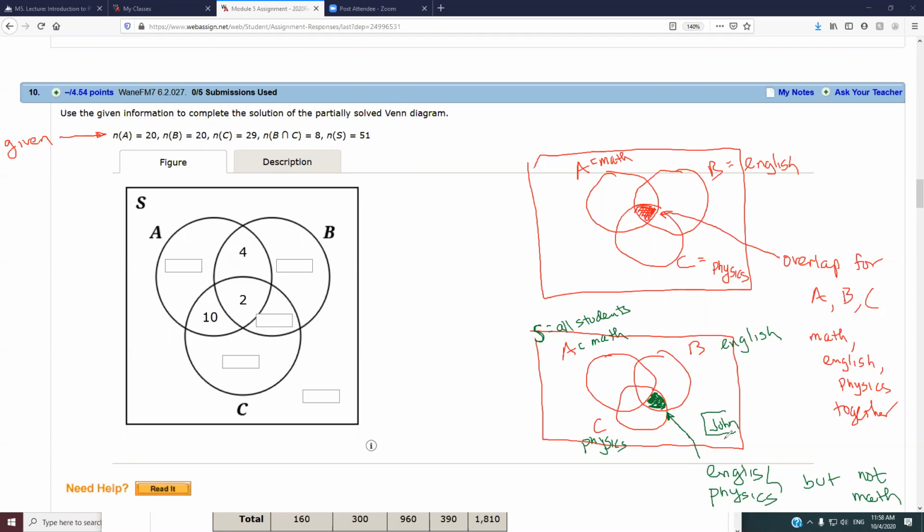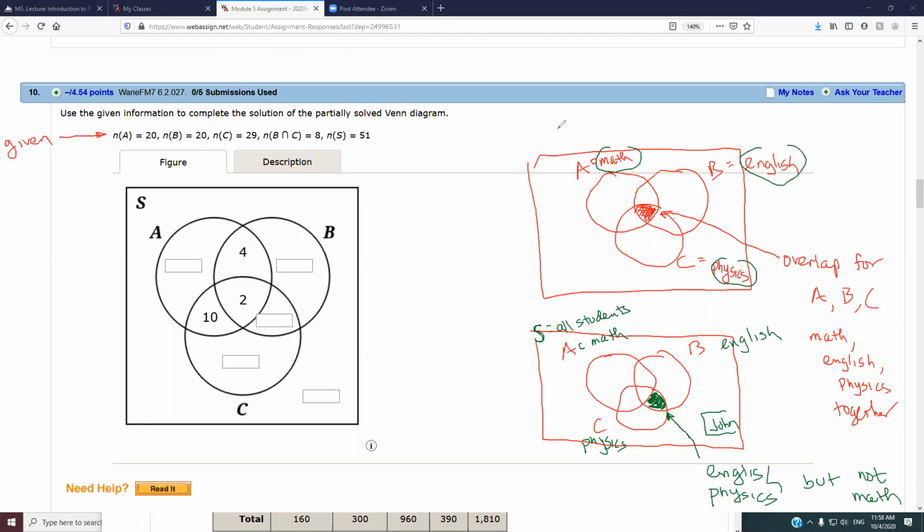All right, so I just wanted to give you some background on what the setup of this Venn diagram is trying to show you. It's trying to show you the relationship of students that are taking math, English, physics, or even none of those courses. And each one of these different regions on the Venn diagram is a different combination of students taking math, English, or physics. Let me give you one more example.